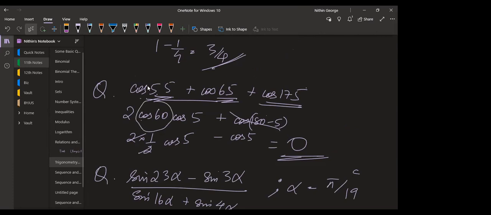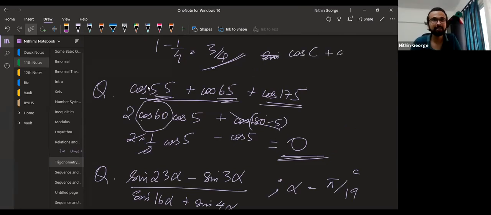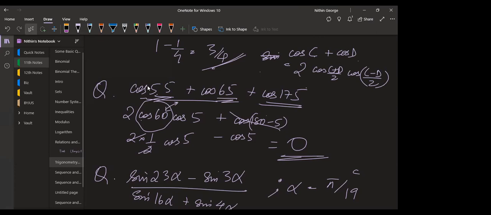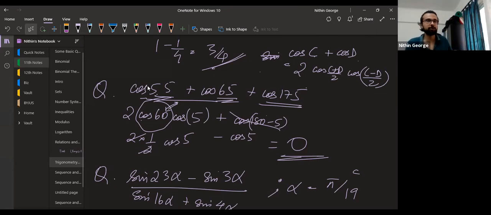Okay, so here I took cos C plus cos D. And that is what? 2 cos C plus D by 2, cos C minus D by 2. So here C is 55, D is 65. So this cos 60 you're asking about, right? Yeah, okay, sir, I understood. I forgot the 2, which is the denominator. Sorry. Divide by 2. Okay.